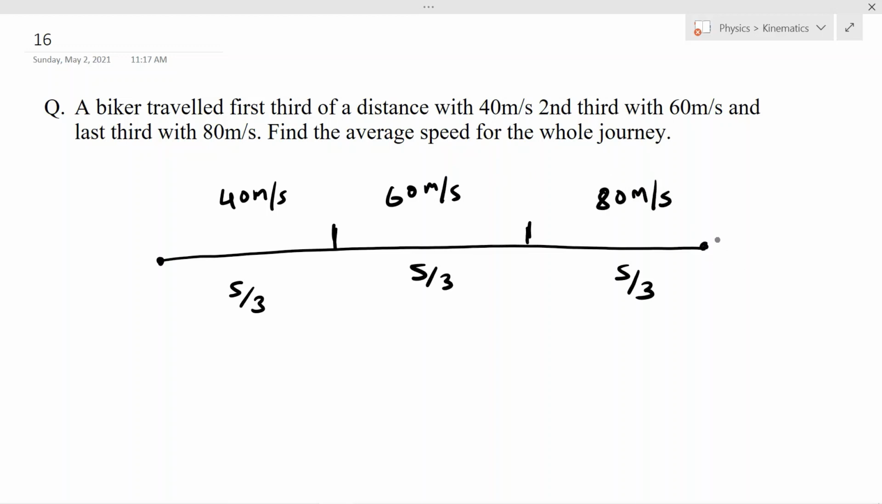So similarly, we can find the average speed. So average speed becomes the total distance divided by the total time taken.